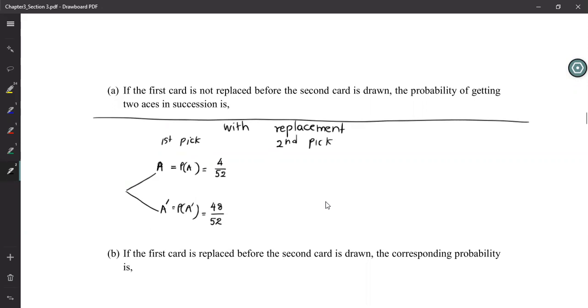For the second pick, you have two possibilities: the first pick was an A, or the first pick was not A. So let's look at the first branch. First look at the first possibility, that you picked an A. If you pick an A for the first one, what will happen when you go to the second one? Again, it can be an A or not A, right?